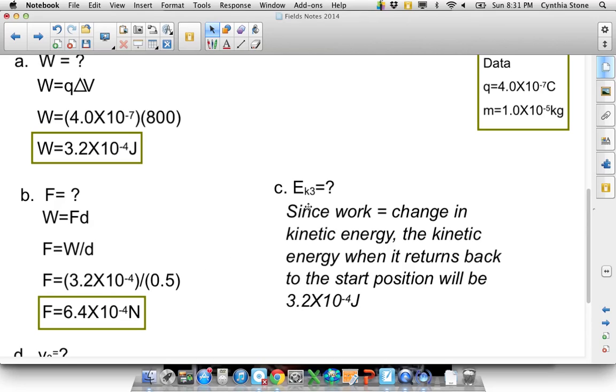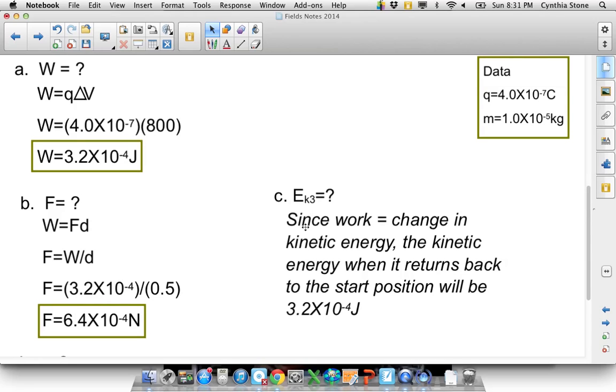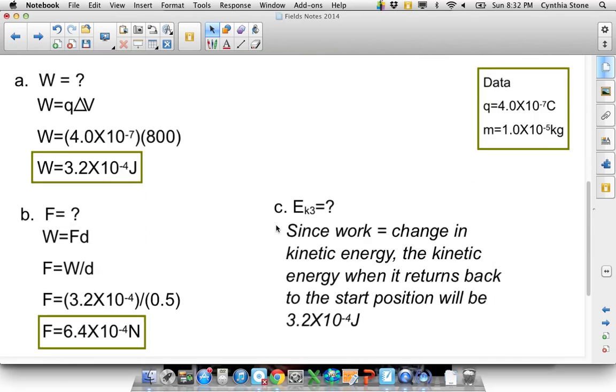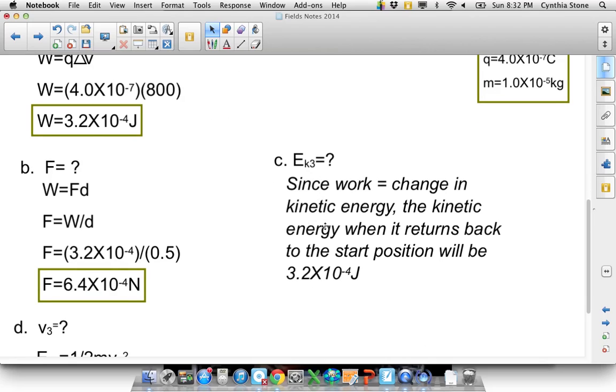Part C, well, to find the kinetic energy when it gets back, the work you're applying is equal to the change in energy. That's all it is, right? So that's the work energy theorem. So work is equal to change in energy. So the kinetic energy when it returns will be where it started, or the work you did to pull it away. It'll be exactly equal to the kinetic energy it has.